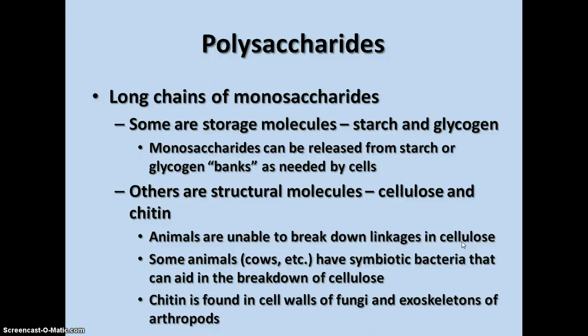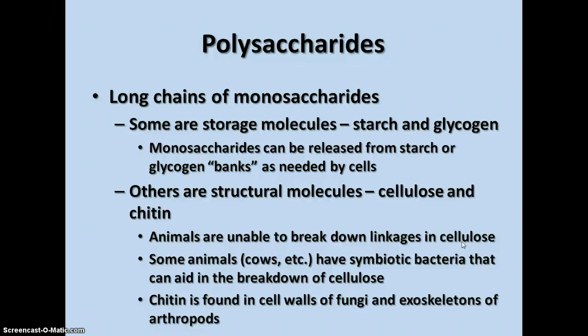Some of these are storage molecules like starch, animal starch, plant starch, glycogen. Glycogen is the animal starch, and we usually just call plant starch starch. The monosaccharides can be released from the starch as needed by the cells. There's a fairly simple hydrolysis reaction that can separate the monosaccharides from the big long chain. Other polysaccharides are structural molecules like cellulose and chitin.